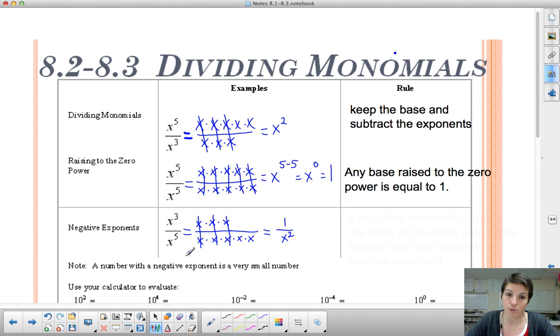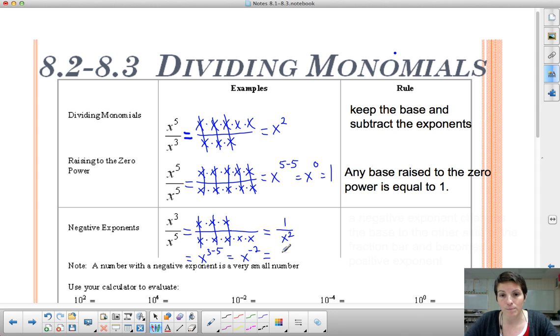Now if we were using that subtraction method, we would keep the base, we would do 3 minus 5. That would give us x to the negative 2 power. But we are never allowed to use a negative exponent in an answer. We're still allowed to have negative numbers, but we're not allowed to have negative exponents. So you need to take this negative 2 exponent and make it positive.